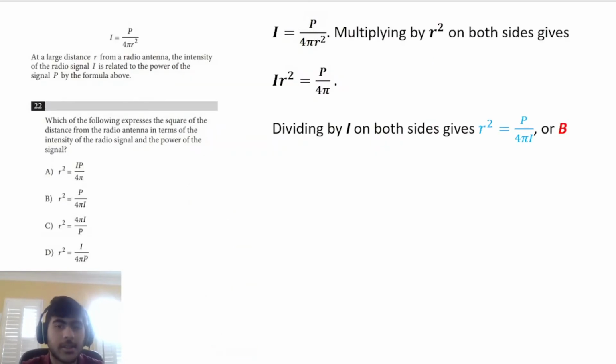Let's see what we can do with this. Well, I equals P over 4 pi r squared. Multiplying by r squared on both sides gives I r squared equals P over 4 pi. And then you divide by I on both sides to get r squared equals P over 4 pi I. This is answer choice B.